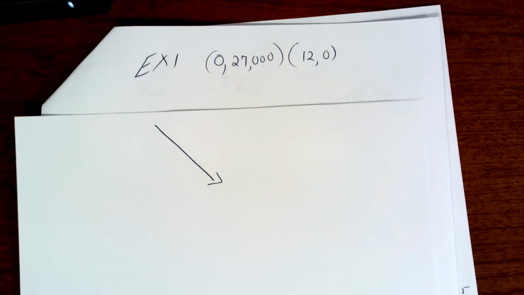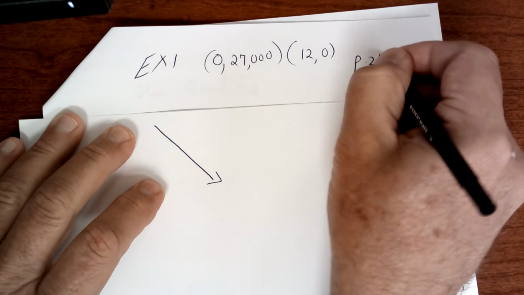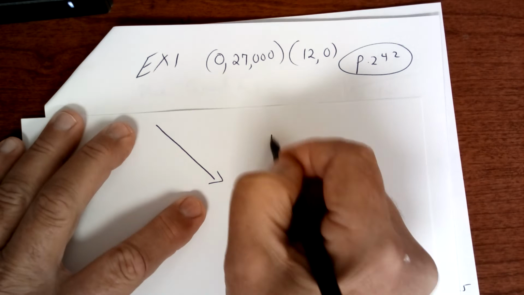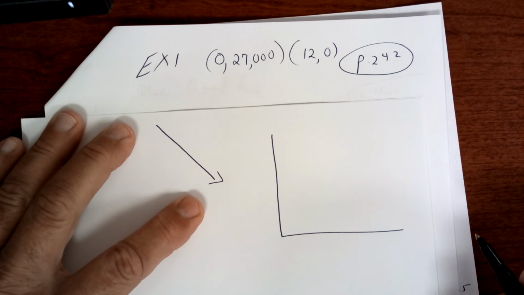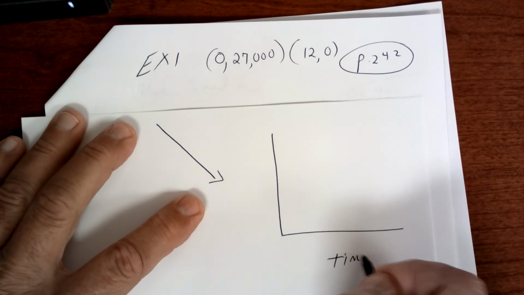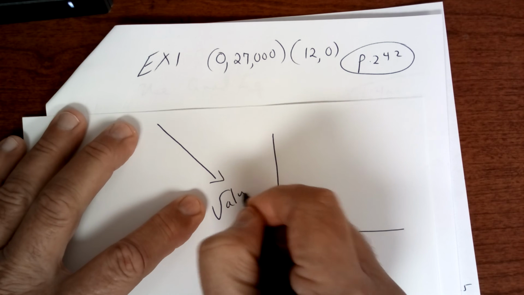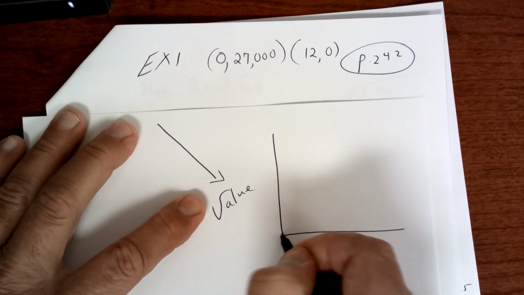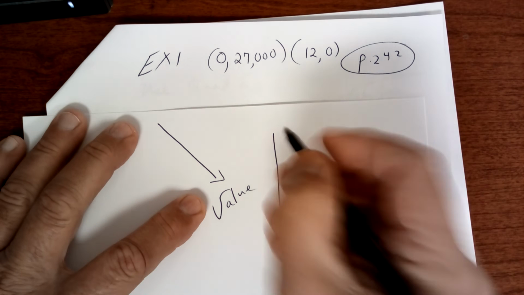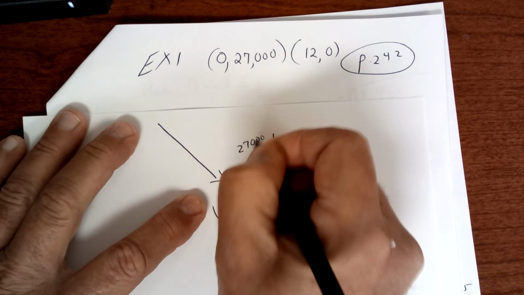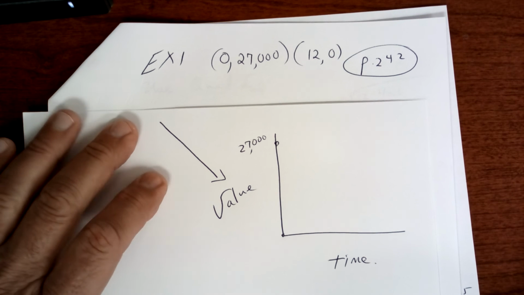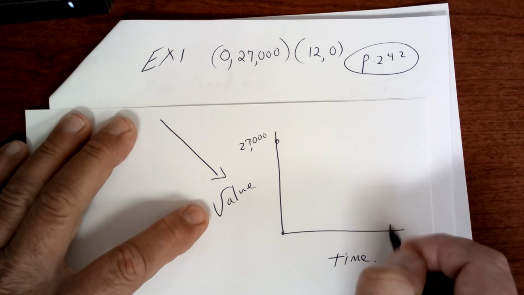Example 1, let's take a look at that one right now. Okay. So I want you to turn, and this one is on page 242. So page 242. Okay, so what's happening is make a graph, put time, and put value. Okay, so when you bought it, it was 0 time, brand new, and it was $27,000. They figure that this car's value goes to 0 after 12 years. So at 12 years, it goes to 0.